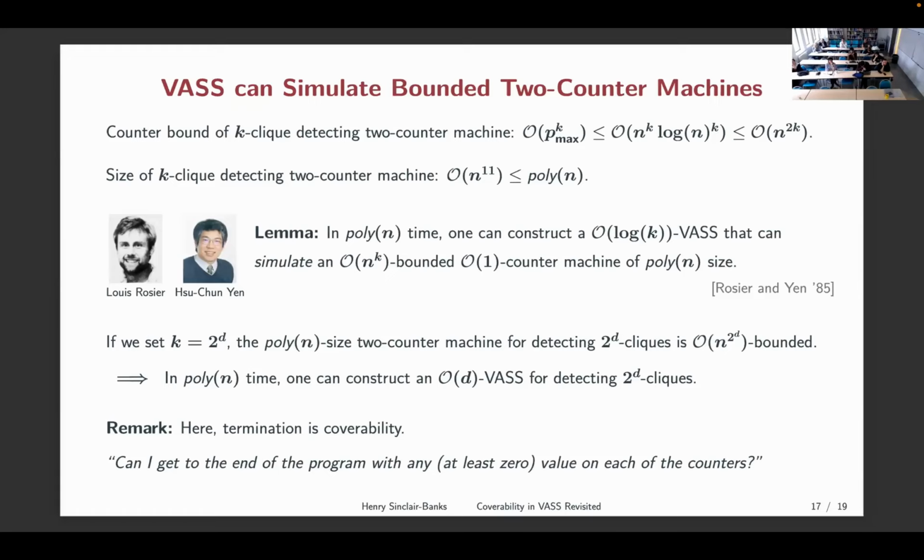I like the phrasing. And so really, we can just ask an instance of coverability in this twice-abstracted VASS, and that will equate to asking for detection of a 2^d clique in a graph of n nodes. Does that make sense? Okay.